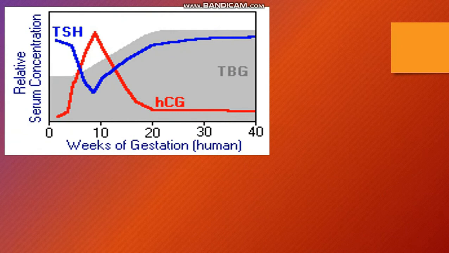You're looking at the graph. Weeks of gestation 10, 20, 30, 40. Relative concentration of the TSH, looking here, TSH, and human chorionic gonadotropin. It has got a relation as well.